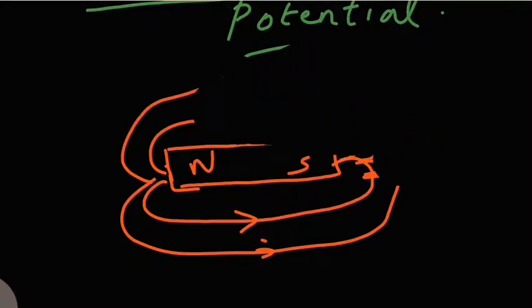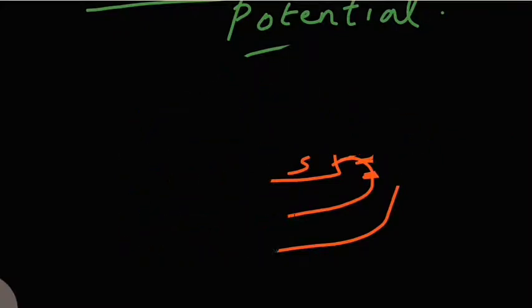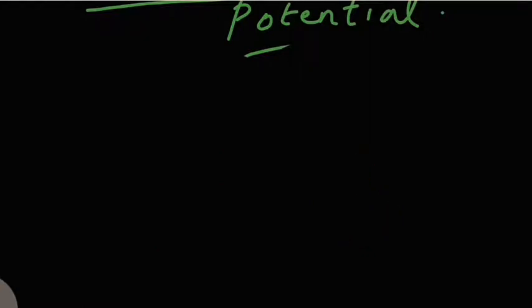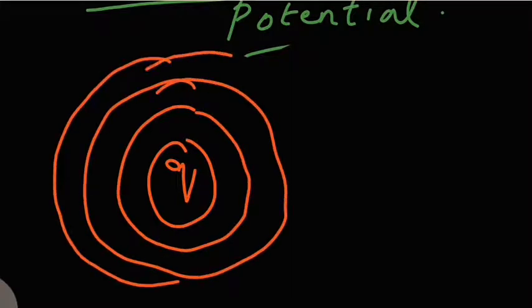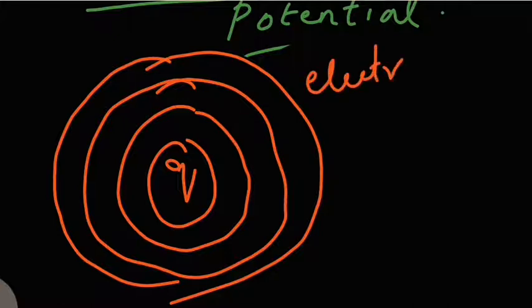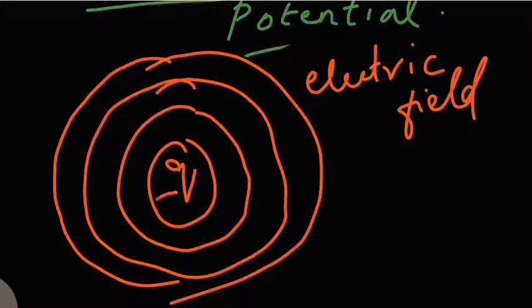The same case we can apply for charges also. If you have a charge Q, surrounding that charge there will be an effect or influence of this charge. So that area surrounding the charge is called the electric field. Like magnetic field, we have electric field. And this electric field will be there whether it is a positive charge or a negative charge. Wherever there is charge, a field will be surrounding that charge.